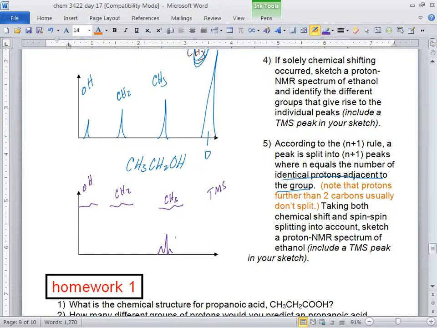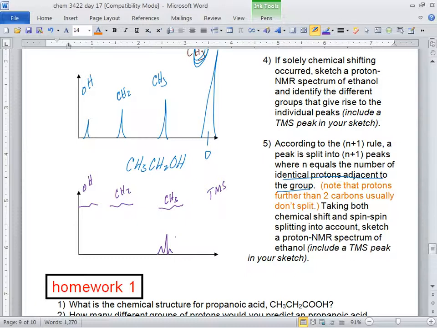For CH2, how many peaks do you draw? Now, how many identical protons are surrounding CH2? Well, see, remember, he's too far away. He's too far away. So you have 3. So N is going to be 3 plus 1, 4. So you're going to have to draw 4 peaks for this guy.